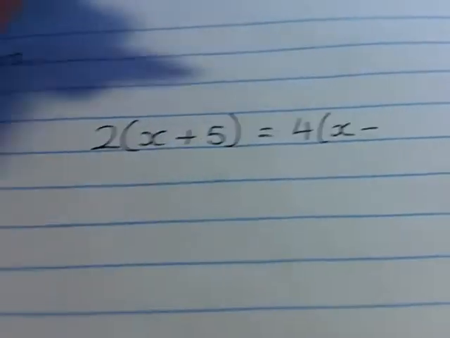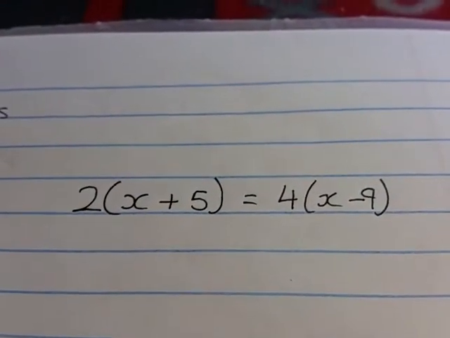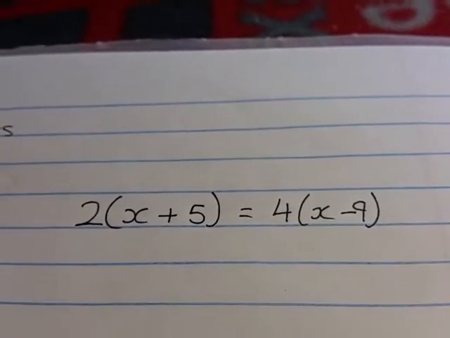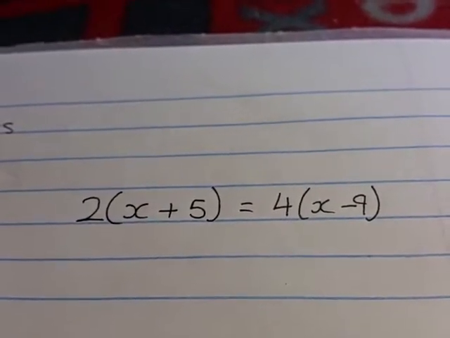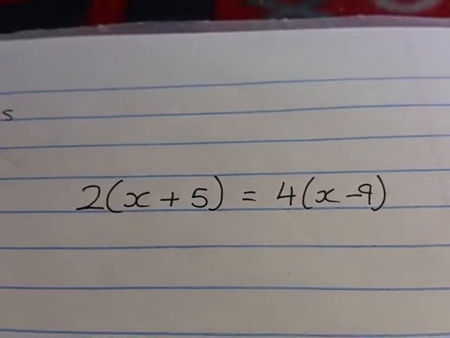So example number 2, I'm going to try something like this. I'm going to introduce some brackets into the mix. So here I've got a situation where I've got 2 into x plus 5, and that equals 4 into x minus 9. So step 1 is to get rid of those brackets. Those brackets are getting in the way.